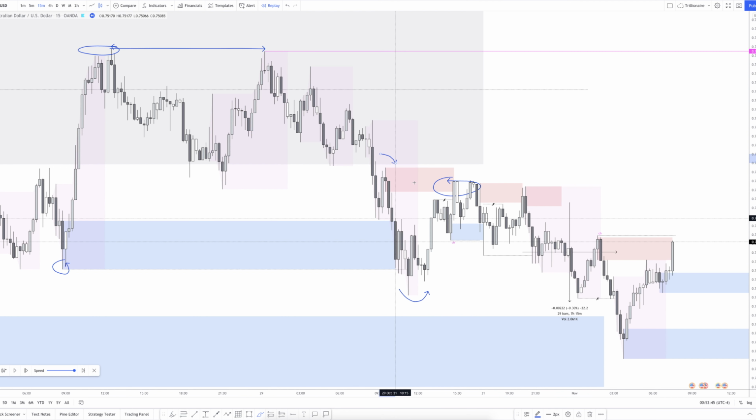Right? So let's go ahead and go to lower time frame and see how price interacts with this M15 zone that we have marked up that's responsible for taking out this reaction as well as this demand here. All right, so let's go to the lower time frame.